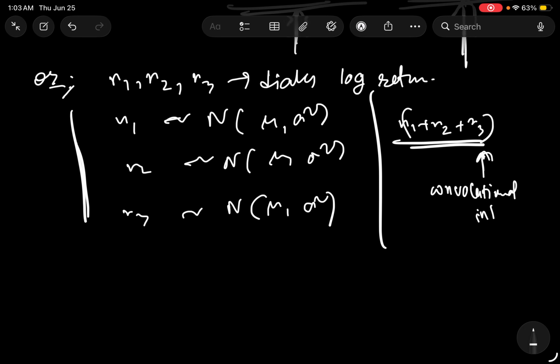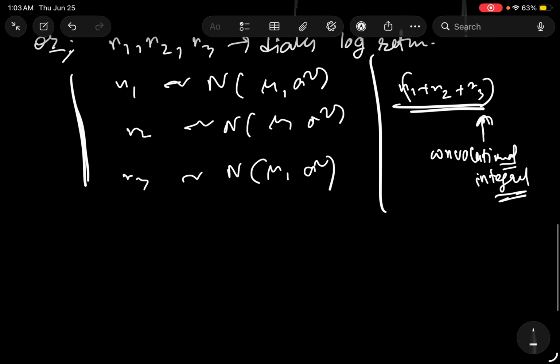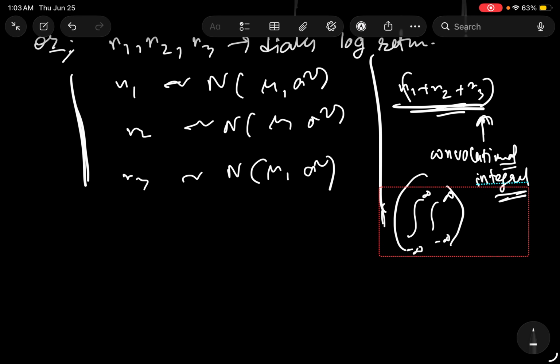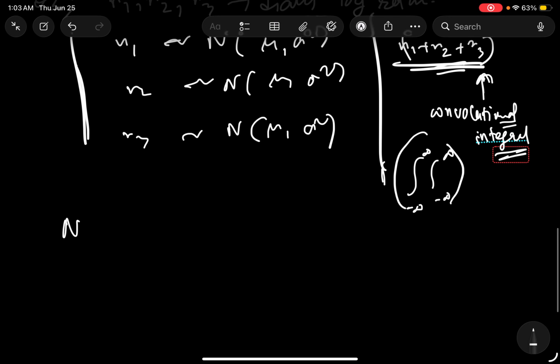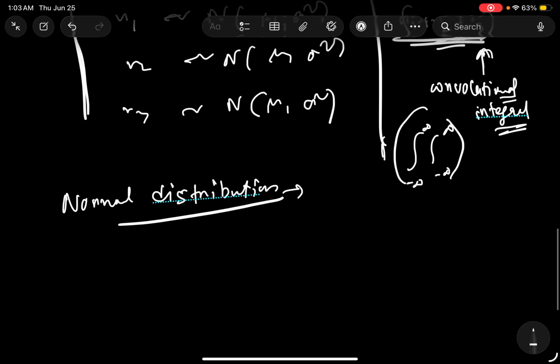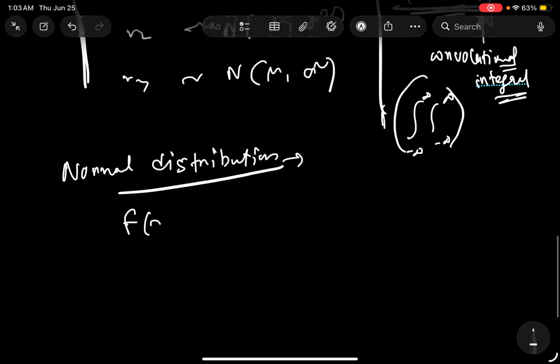What is a convolutional integral problem? Well, we can derive and show it, but in short, it means you will have a scenario of double or triple integration. Because we have 3 days, you would be having a double integration problem. Why? To understand that, we need to understand how the probability density looks for a normal distribution. For a normal distribution, the probability density f(x) looks like this.